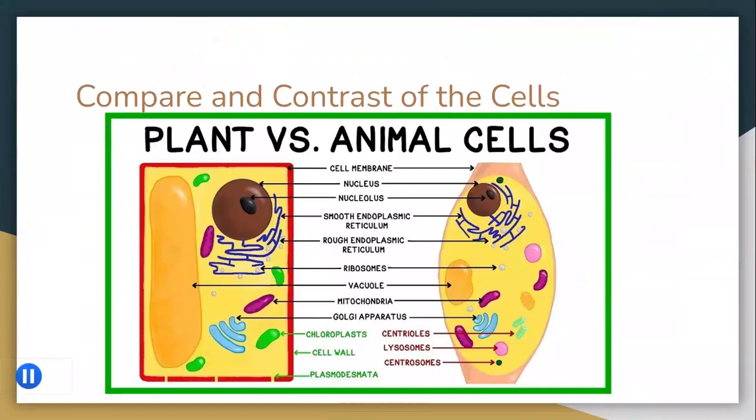And you can see the plant cell has the chloroplast, the cell wall, and plasmodesmata, and the animal cell has the centriole, lysosomes, and centrosomes.